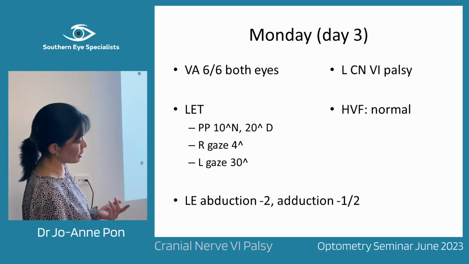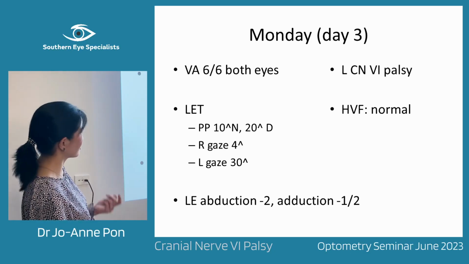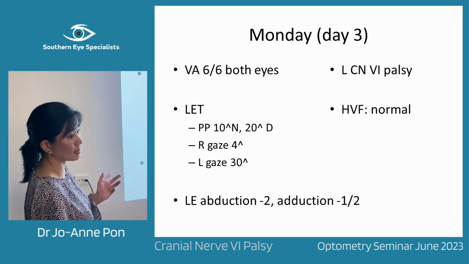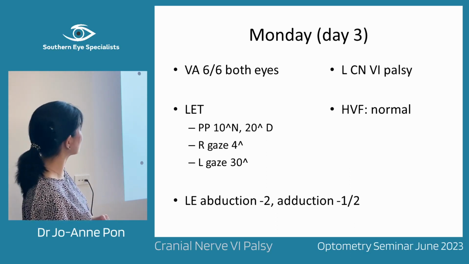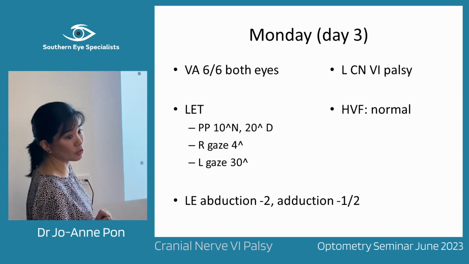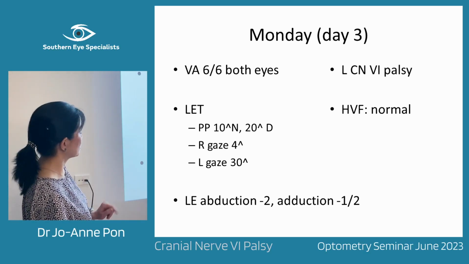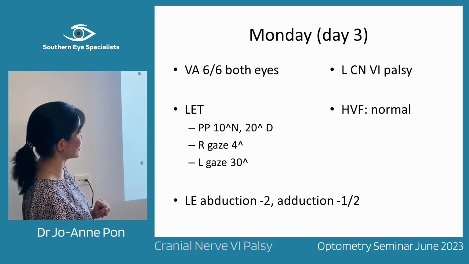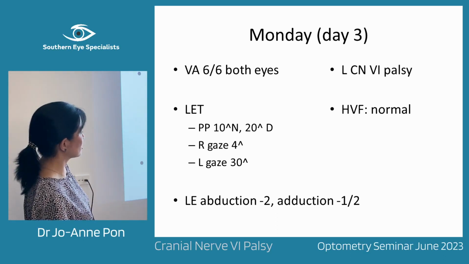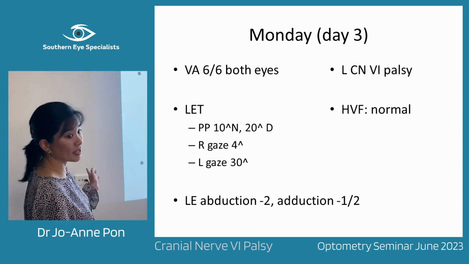So the next day she did come in, and her vision, I don't think it really improved. I think it's just a different room having a test. But here her esotropia is starting to become more noticeable. So you can see that it's 10 prism diopters for near, 20 in the distance. On right gaze it's only 4, but on left gaze there's your 30.